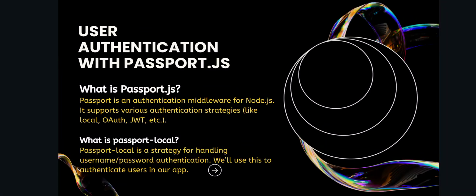So this is our next topic. In this topic we will learn user authentication with Passport.js. Before going further, we need to know what Passport.js is. Passport is an authentication middleware for Node.js, and it supports various authentication strategies like local, OAuth, JWT, etc. What is passport-local? Passport-local is a strategy for handling username and password authentication, and we will use this to authenticate users in our app.